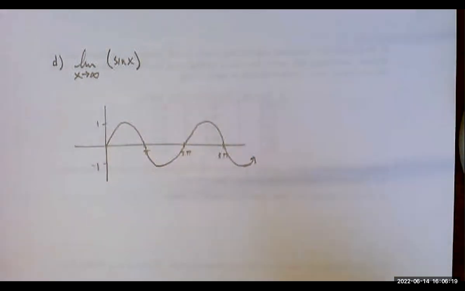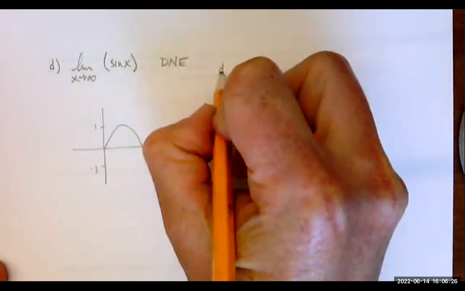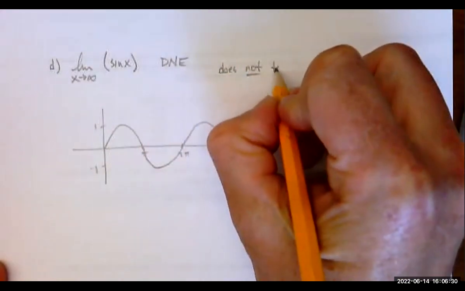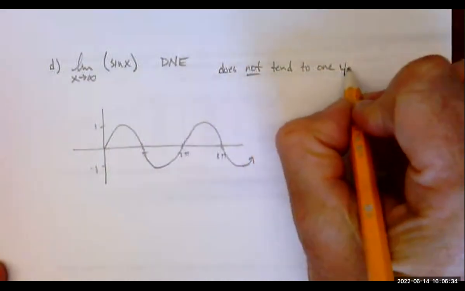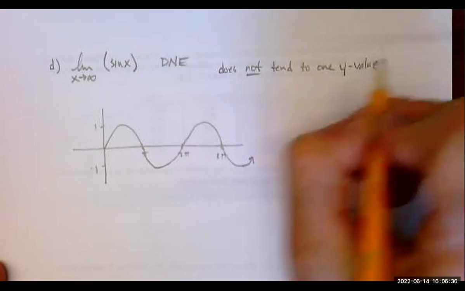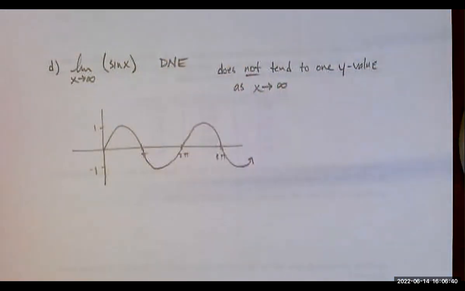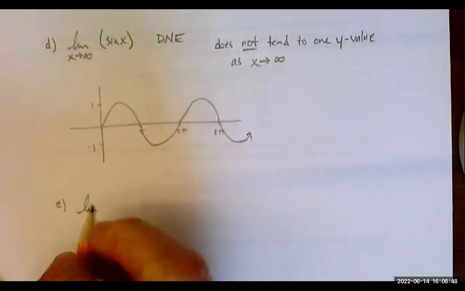So because that's the case, the answer to this limit is D and E. It does not exist. Let's make that really clear. It does not tend to one y value as x goes to infinity. Okay, hopefully that's clear. Let's take a look at the next one.